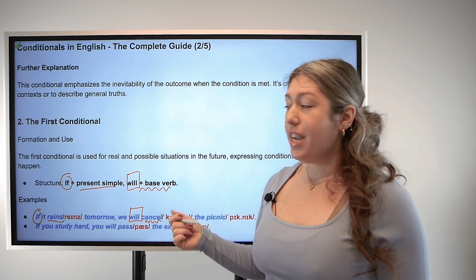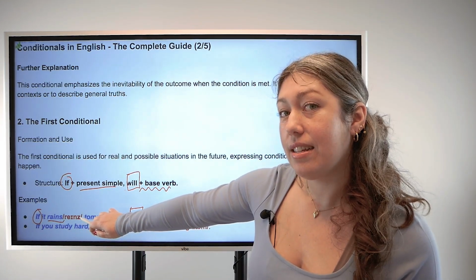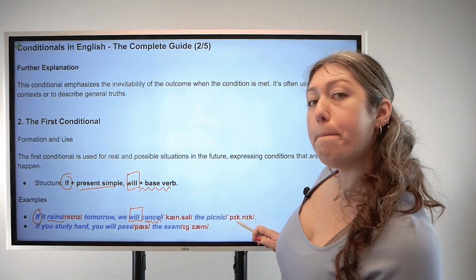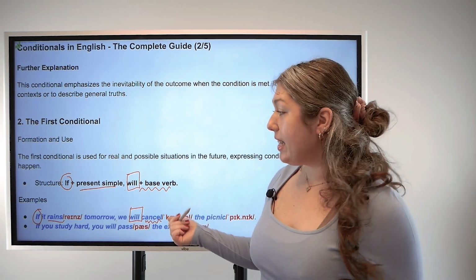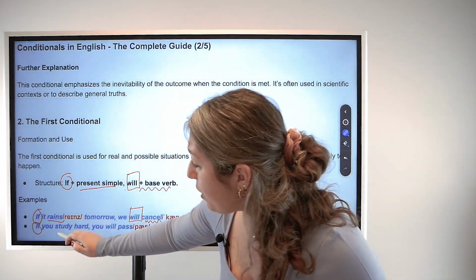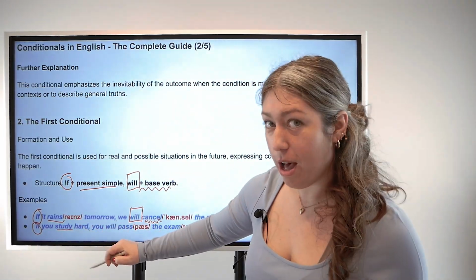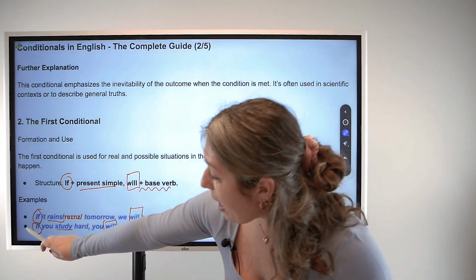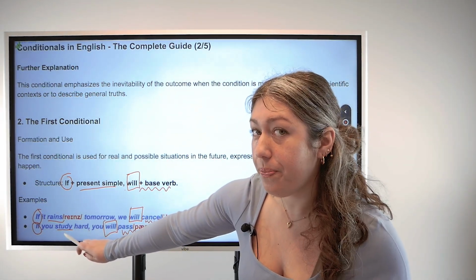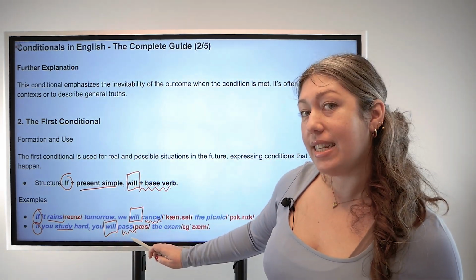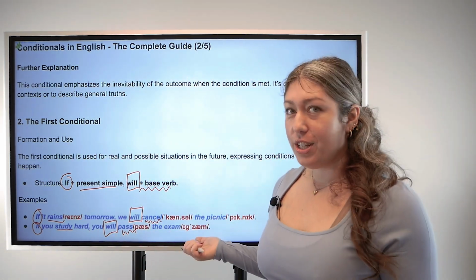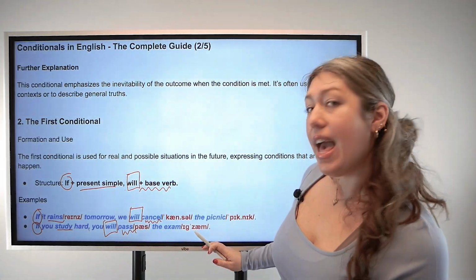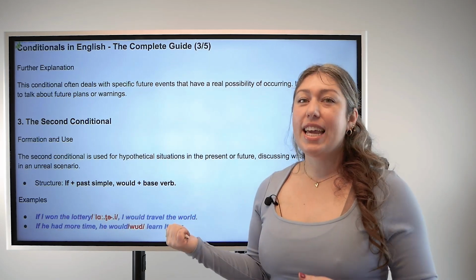And let's take a look at pronunciation. Rains, cancel, picnic. And another example, if you study hard, comma, you will pass the exam. Again, we have if, study, present simple, comma, will, pass, present simple, the exam. And let's look at pronunciation. Pass, exam.